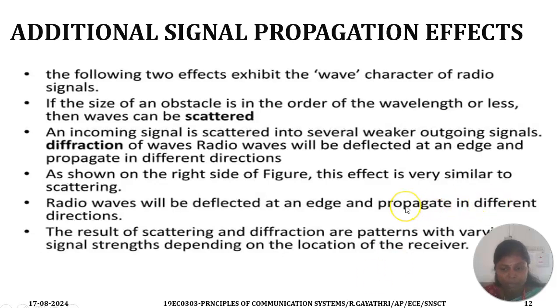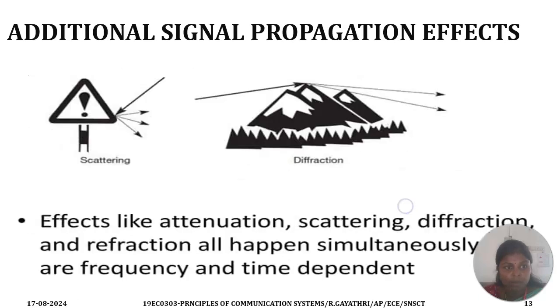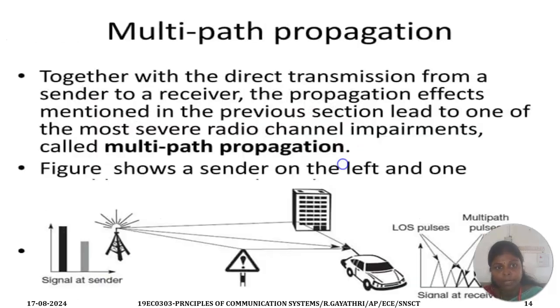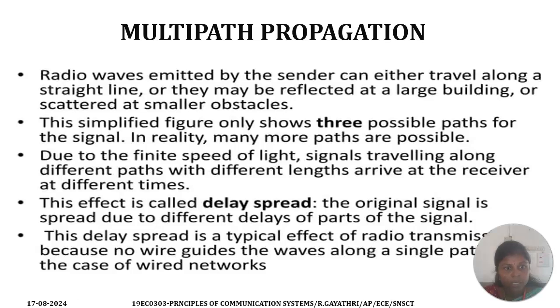The result of scattering and diffraction are patterns with varying signal strength depending on the location of the receiver. Scattering: the signal reaches the obstacle and it scatters. Effects like attenuation, scattering, diffraction and refraction all happen simultaneously and are frequency and time dependent. Then multipath propagation. Together with the direct transmission from the sender to the receiver, the propagation effects mentioned in the previous section lead to one of the most severe radio channel impairments, called multipath propagation. The figure shows the transmitter, where the signal reaches the receiver after some obstacles. In multipath propagation, delay spread occurs and shadowing occurs.